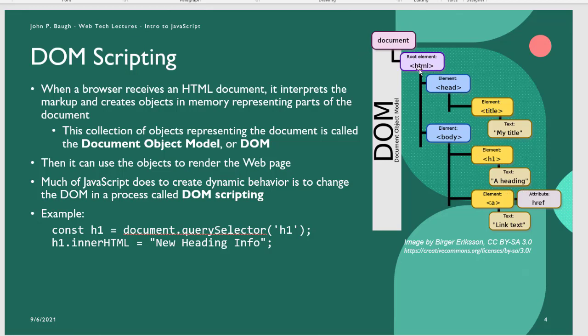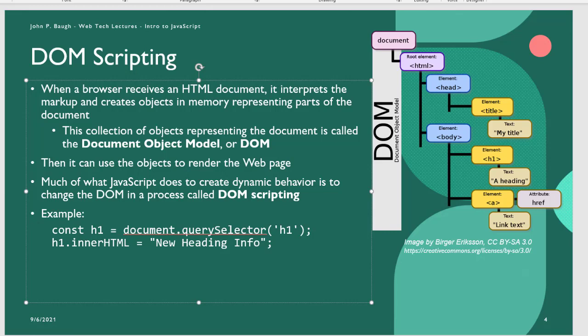So you have the root element, which is the HTML element, and it has reference to the head element and then the body element, and then both of those can have stuff underneath, like the title or the meta charset. Body can have H1s, anchor tags, paragraphs, whatever. Much of what JavaScript does to create dynamic behavior is to change the DOM, in a process called DOM scripting.